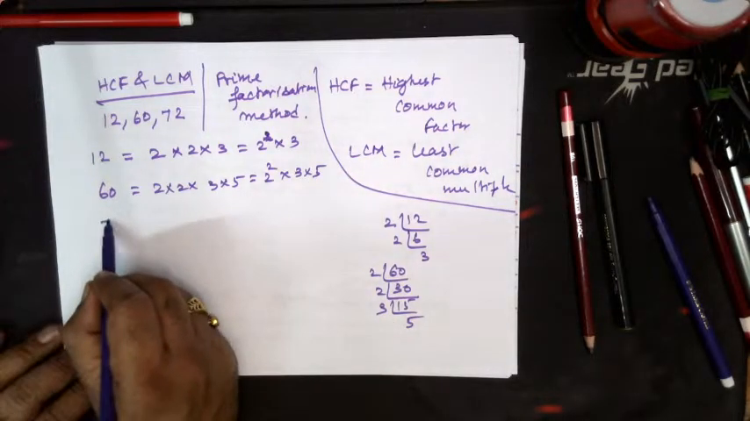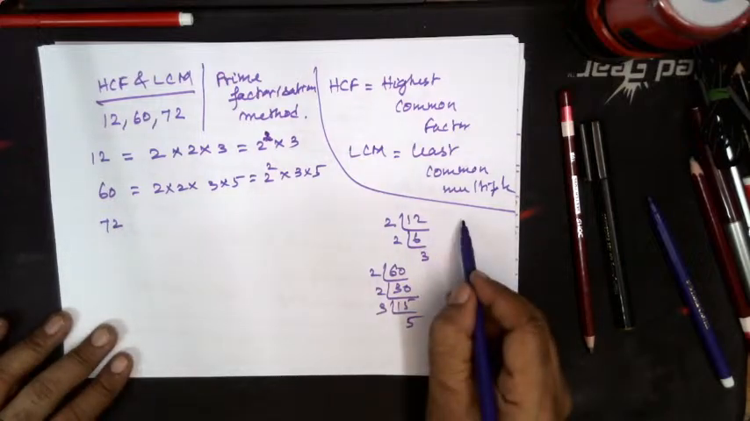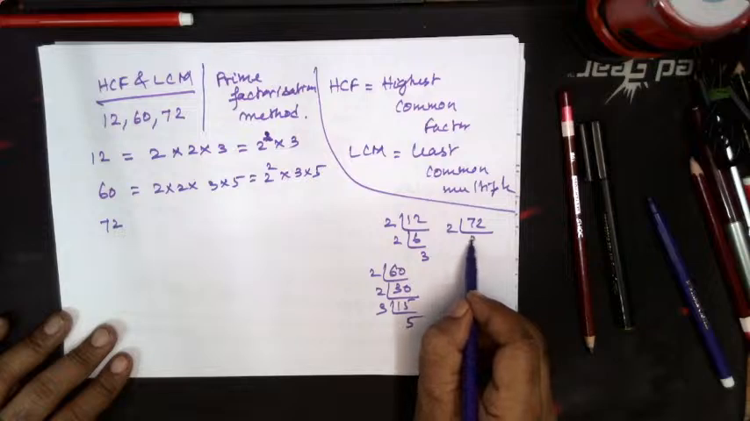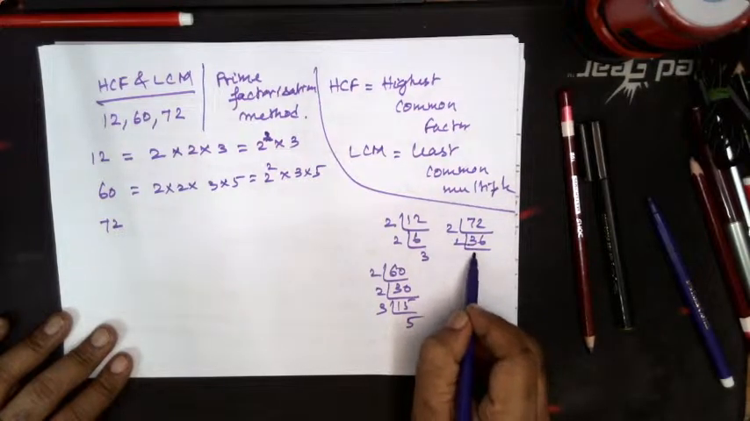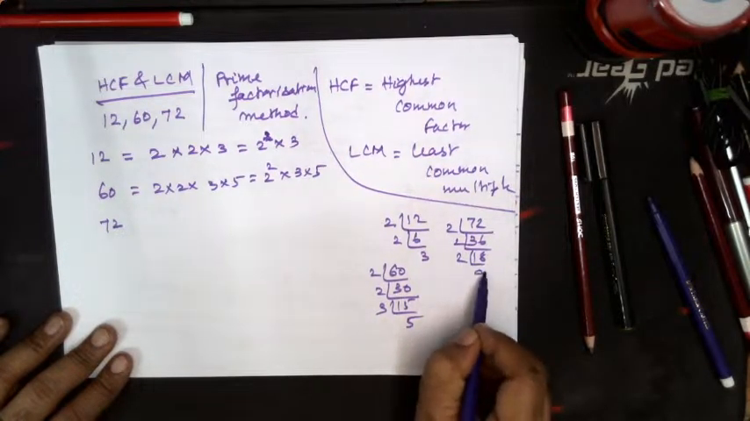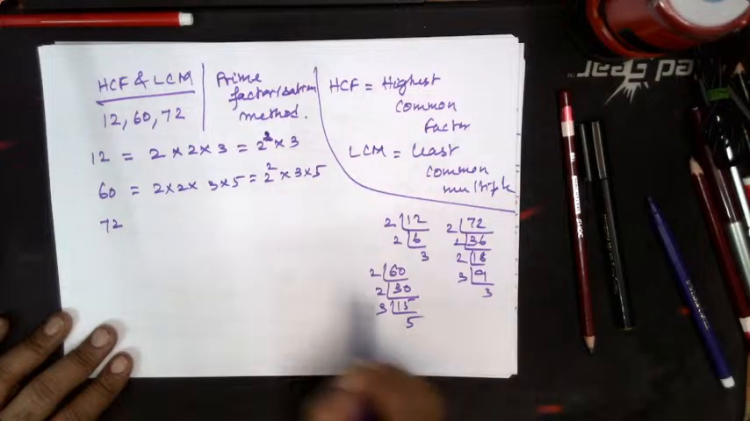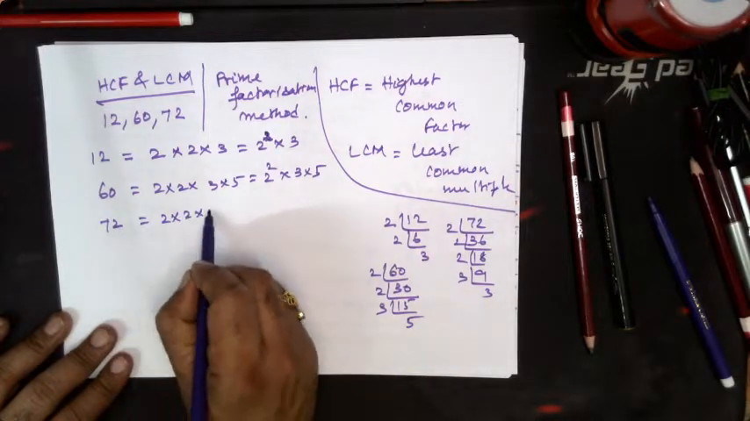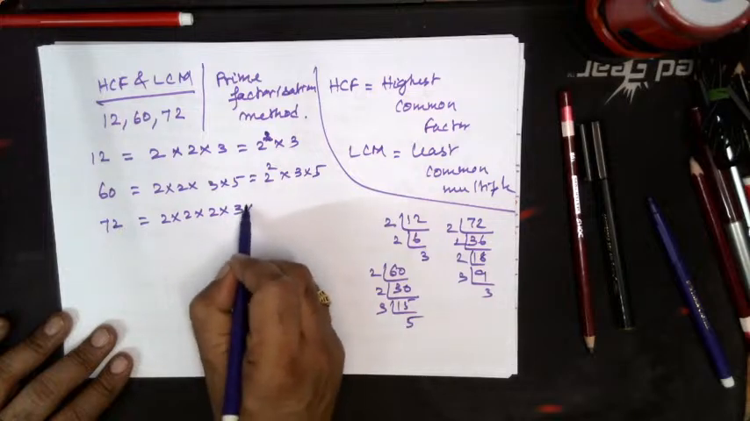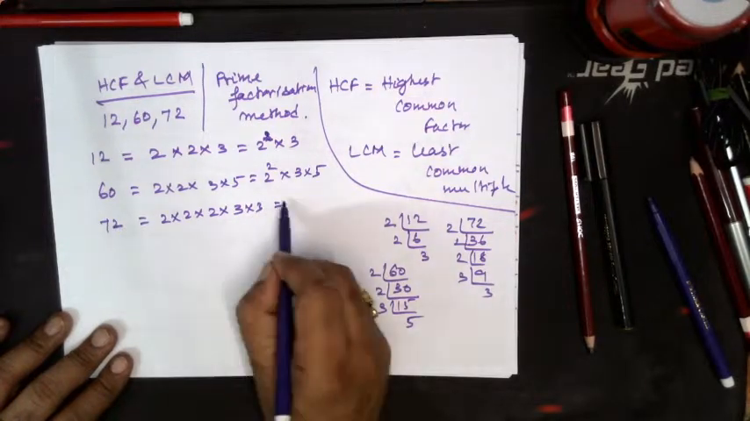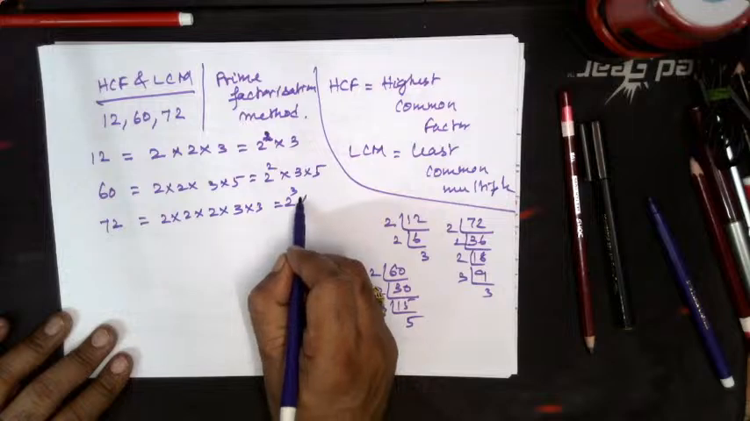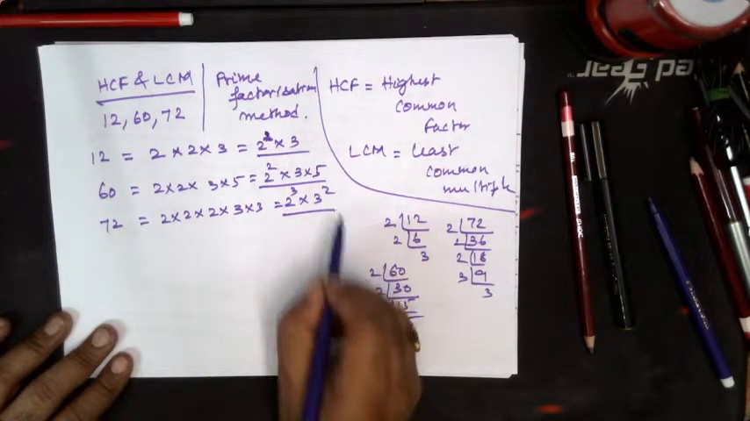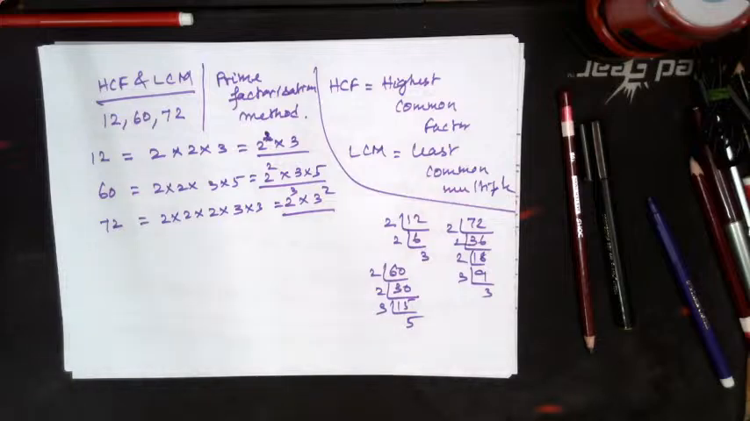And 72. So let us have 72. Now try 2. How much? 36. 2, 18. 2, 9. And then 3, 3. So 2 into 2 into 2 into 3 into 3, which is nothing but 2 cubed into 3 squared. So likewise you have to organize these prime factors.